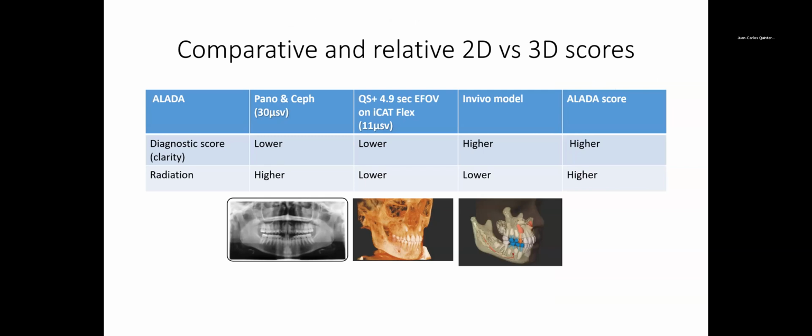So a pan and ceph, their diagnostic score is relatively low because there's distortion. The radiation is higher than a CBCT low dose at appropriate settings. A CBCT, the diagnostic score at an incredibly low dose is also low because the lower the exposure, the lower the radiation, the lower the resolution. So you are going to get degradation of image quality. However, the radiation is relatively lower than its 2D counterpart.